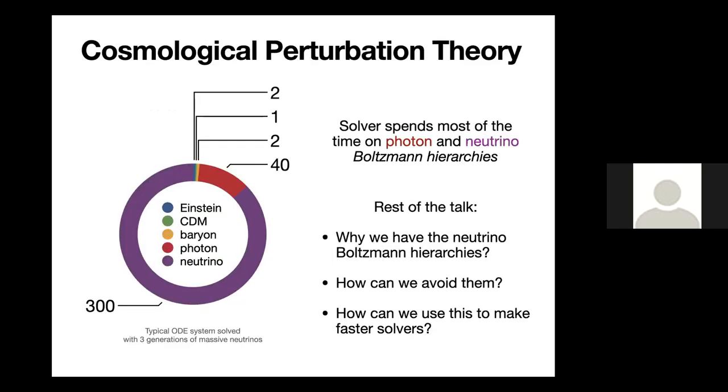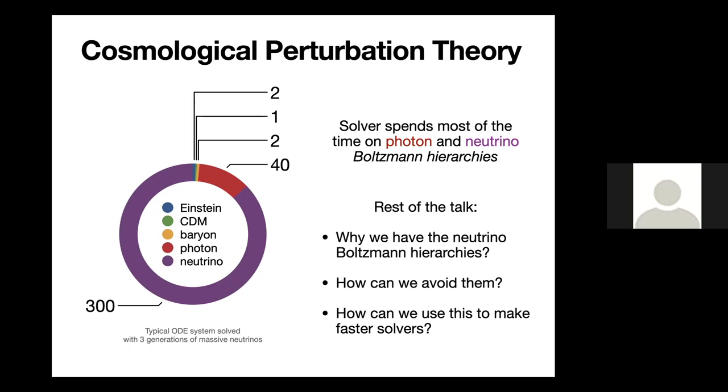Okay, so let's pull back a little bit and think about how the business has traditionally been done. On the left-hand side is a typical ordinary differential equation system solved by the solver for a cosmology with cold dark matter, baryon, photon, and three generations of massive neutrinos. As you can already tell, the distribution of the equations that we spend on different species is very uneven. We spend two equations for the Einstein equations, one equation for the cold dark matter, two equations for the baryon overdensity and baryon velocity, 40 equations for the two photon hierarchies, and almost 300 equations for the neutrino hierarchies. So obviously the solver spends most of the time on the neutrino hierarchy.